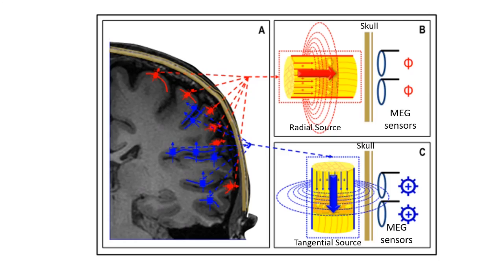The dashed circular lines surrounding those thick arrows in the red and the blue are the orientation of the magnetic field. Therefore, in the case of the radial source in box B, the red lines are the magnetic field, and you will see that they do not exit the skull and impinge onto the magnetic sensors. While in box C below it, the blue tangential sources, you can see that the magnetic field, the dashed blue lines, actually reflect outside of the skull and impinge on the magnetic sensors and are therefore recorded better than the radial sources.